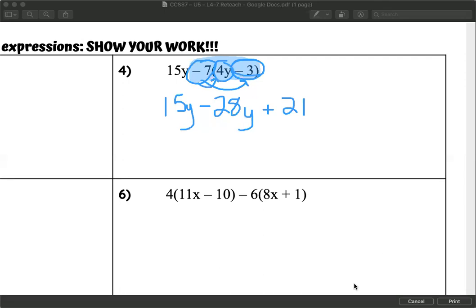Now we go into combining our like terms. So I've got 15y and I've got negative 28y that are like terms and can be combined. They're opposites, so I'm going to find the difference, which is 13y. There were more negatives, so it is negative. And then I bring down the plus 21 that can't be combined with anything. So our final simplified answer is negative 13y plus 21.